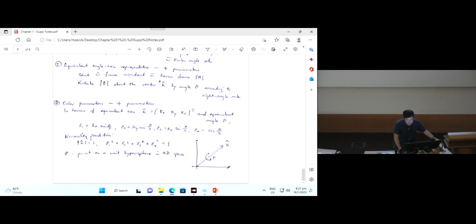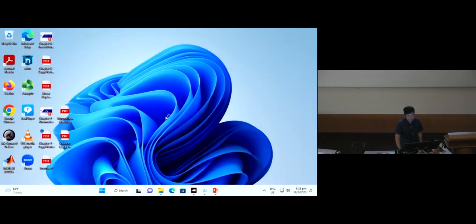So this is the normality condition. The axis of rotation will always have magnitude equal to 1. So this is a unique vector. And then epsilon 1 square, epsilon 2 square, and so on, the sum of them will be equal to 1. So essentially, you have a point on a unit hypersphere in 4D space.